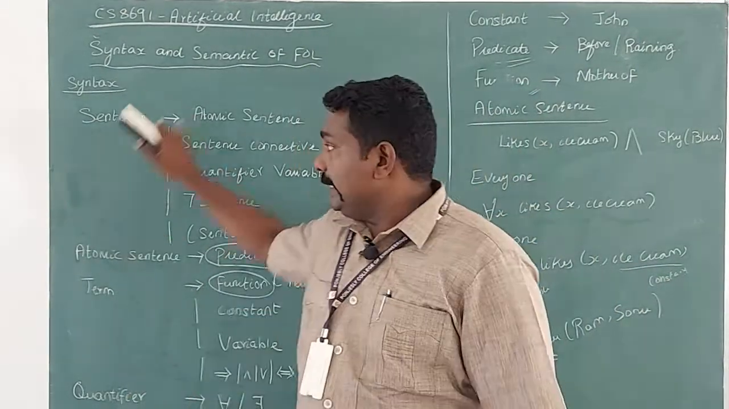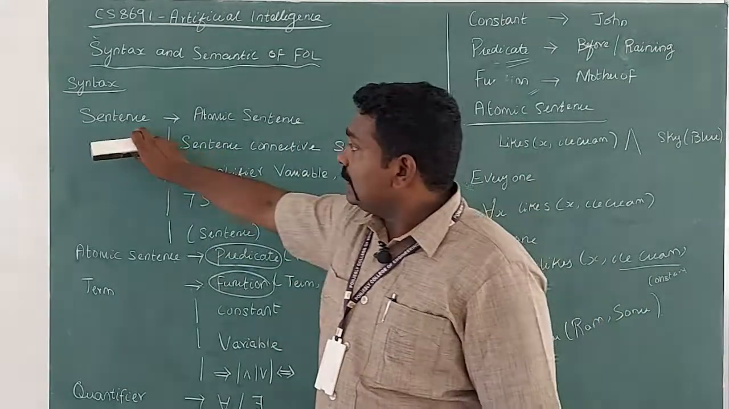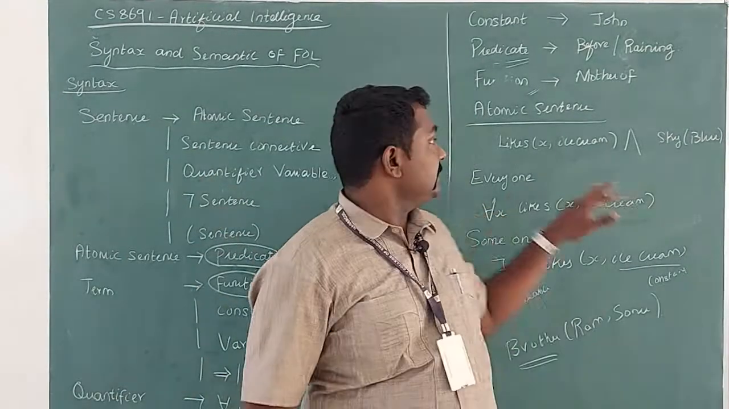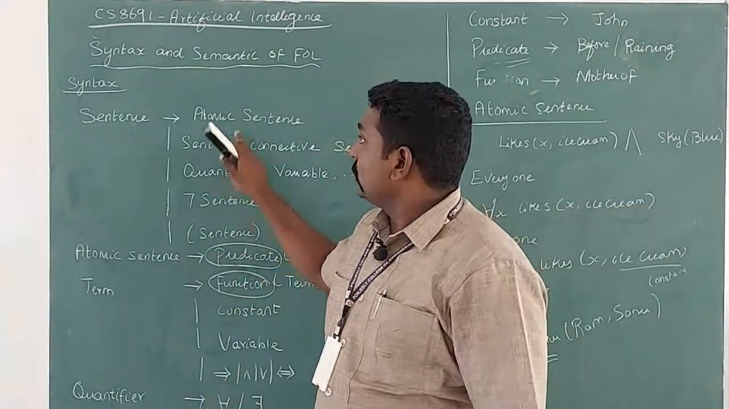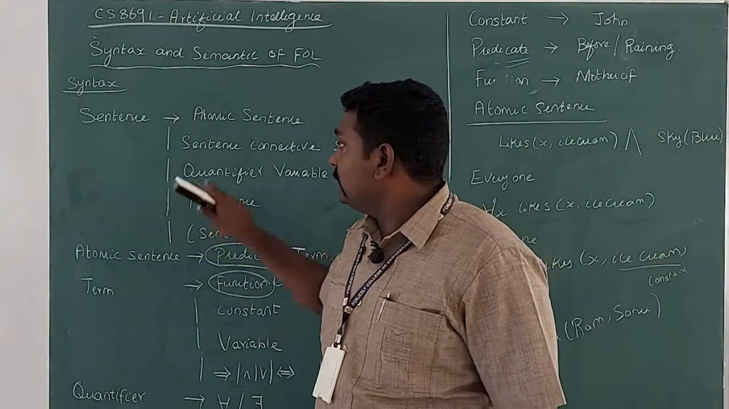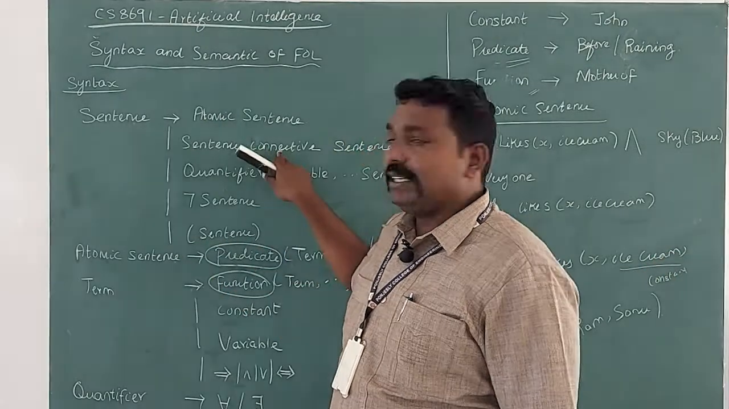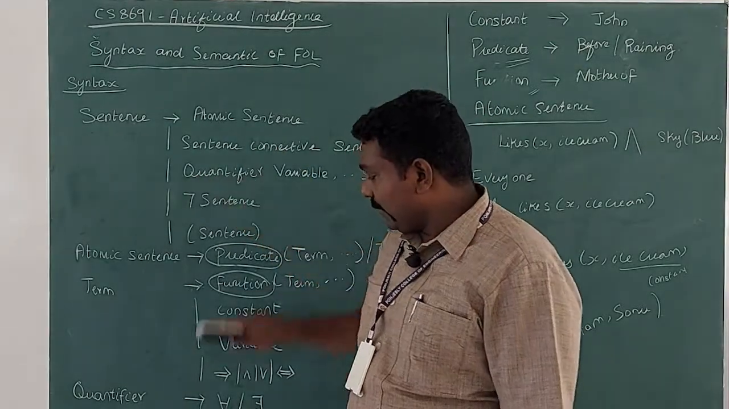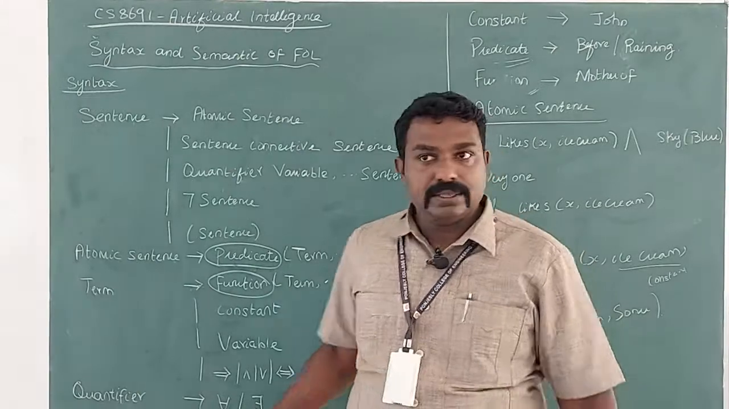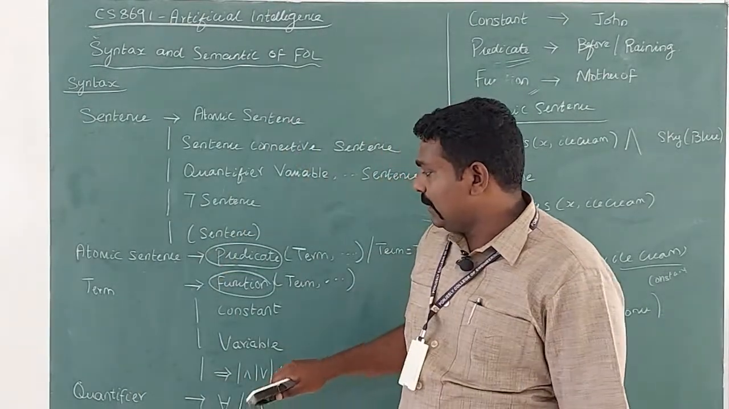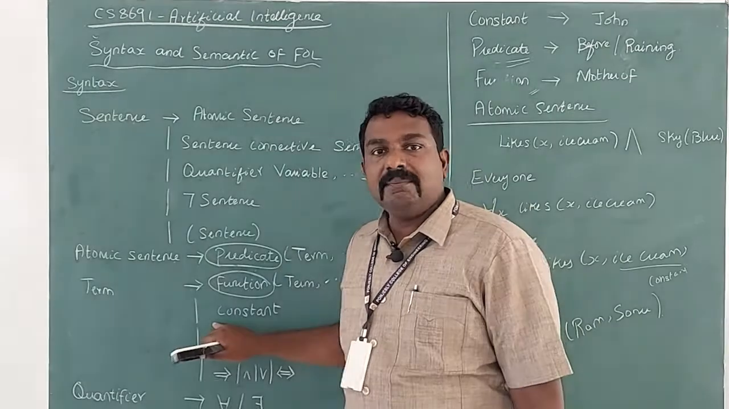After writing the syntax, for each term you have to give an example. Any sentence you can write; then atomic sentence, I told you, any sentence you call an atomic sentence. A sentence with connectivity you have to write as a second example. Then you have to use a quantifier. There are two types of quantifier, so I have mentioned here everyone and someone. You have to write an example. Then you have to show an example with constant.